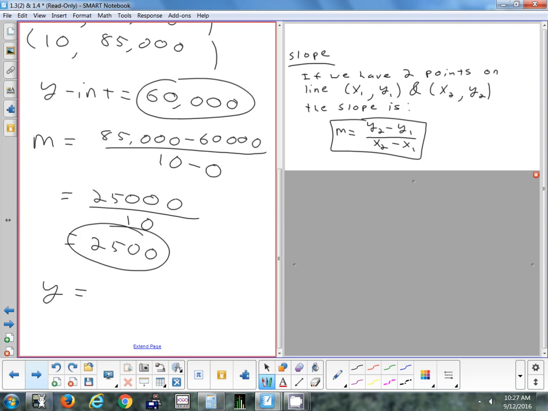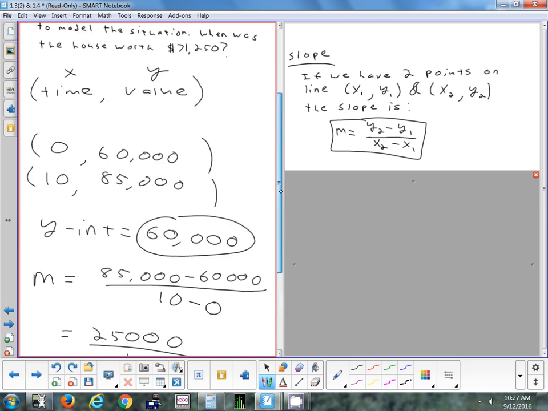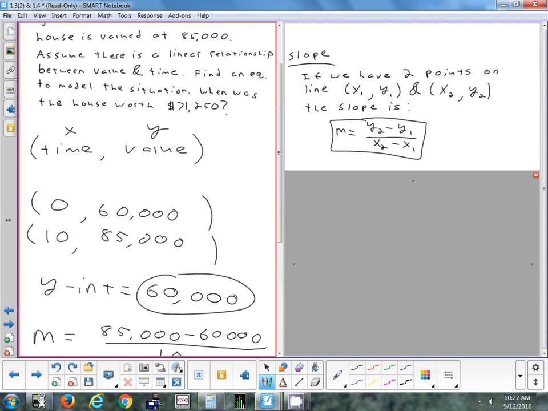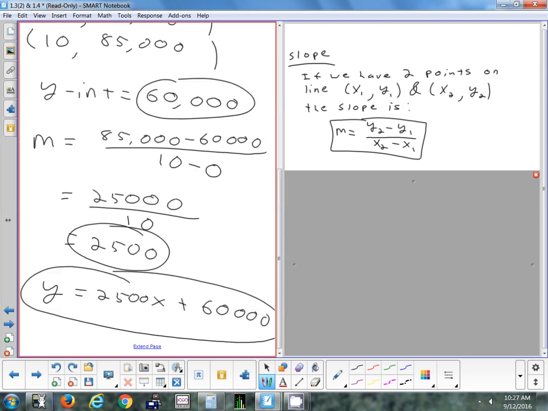Perfect. Okay, and the second part I'm going to save for you. When was the house worth $71,250? Is that an X or a Y value? That's a Y value. Okay, Y is the value, X is time. So they want to know when, so you'd be solving for X, and you'd be plugging in for Y.